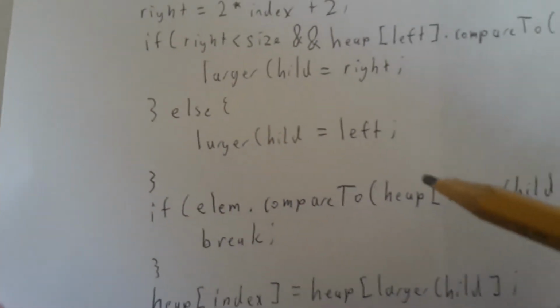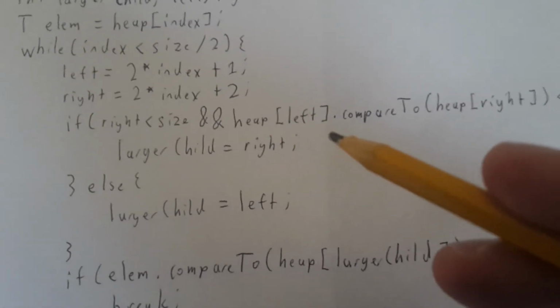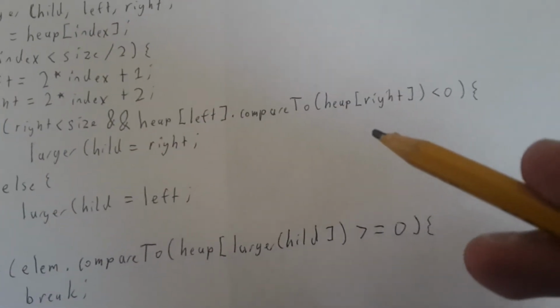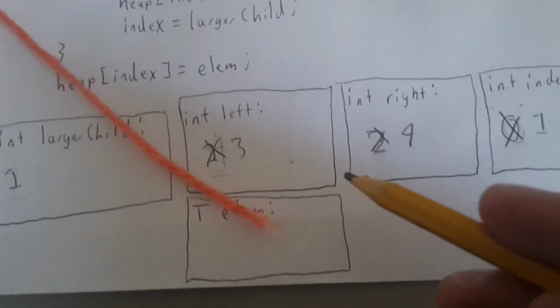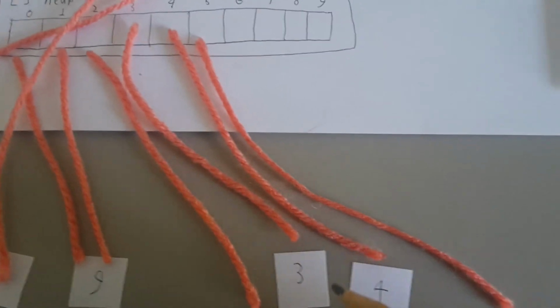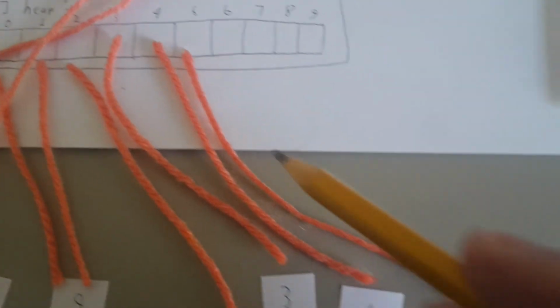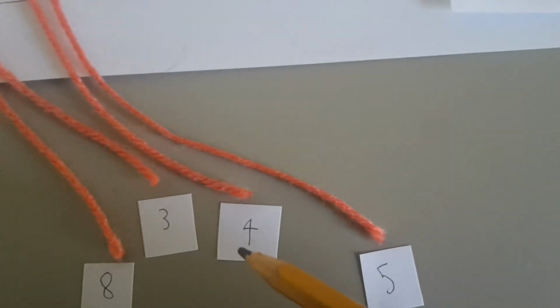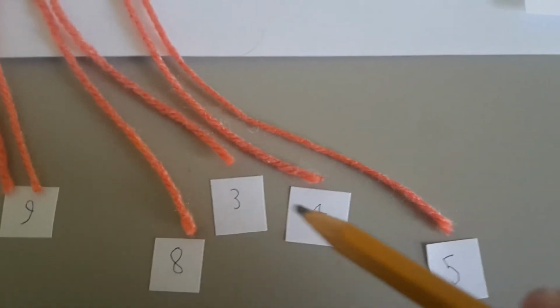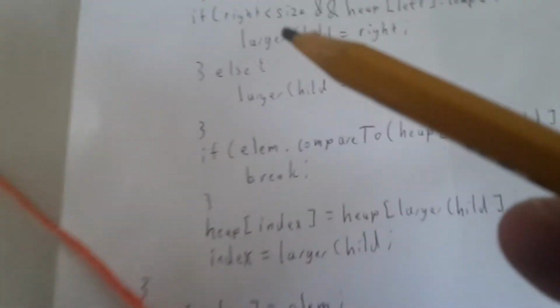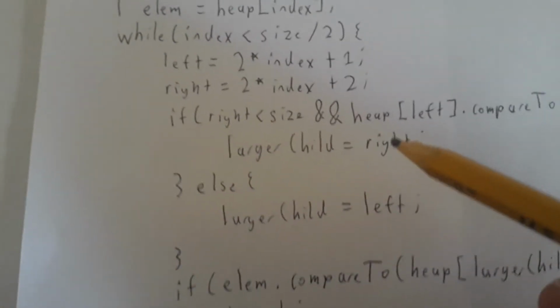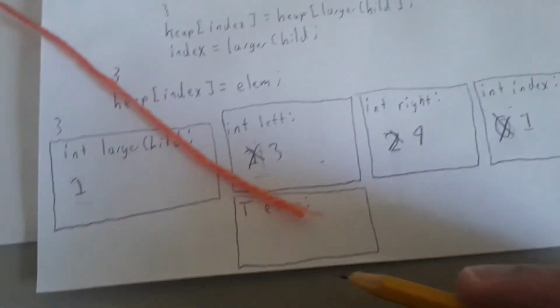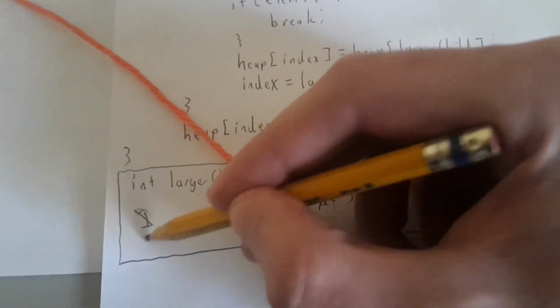That's true. And the one at left is less than the one at right. So left is 3, right is 4. Let's check. So index 3 is 3, index 4 is 4, and that's true. So 3 is less than 4. So let's do this first part of this statement. So larger child is equal to right. So right is 4, let's set larger child to that.